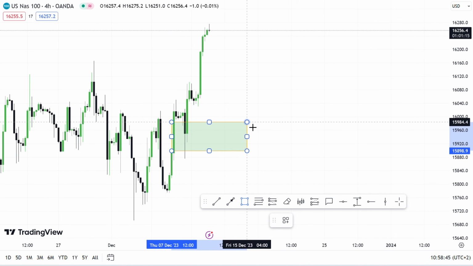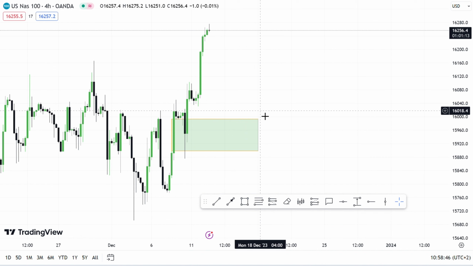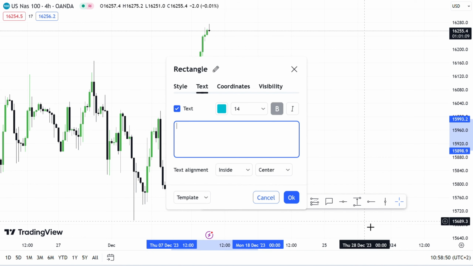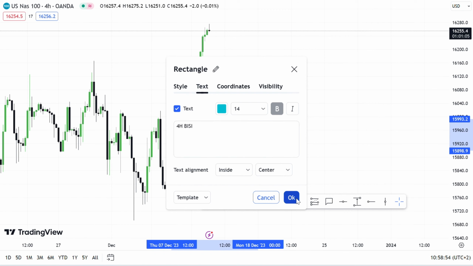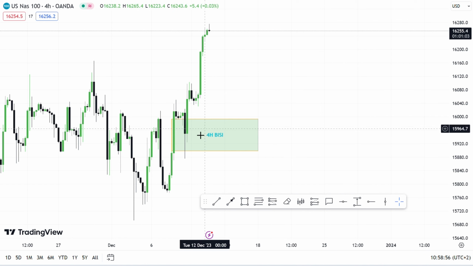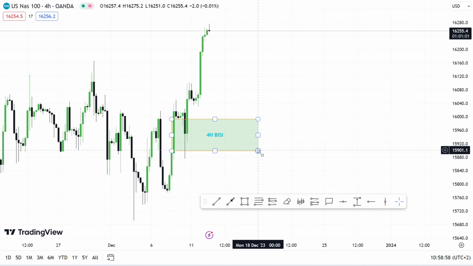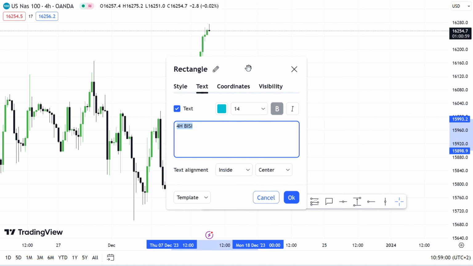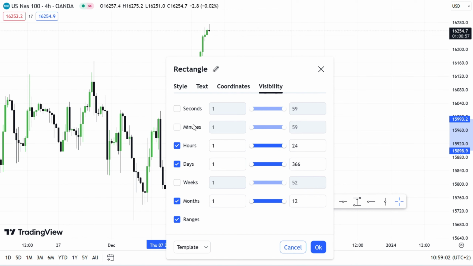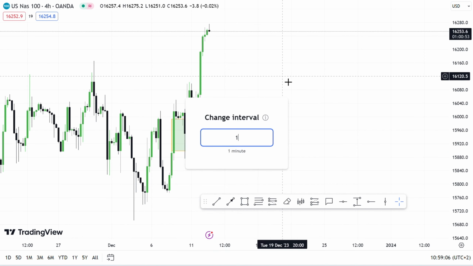Such things are really, really interesting, so we mark them down. We mark it down as the 4-hour BISI, the top one. We mark it down like this. And the visibility of this, let's check it out real quick. Okay, so let's go down to the hour chart.